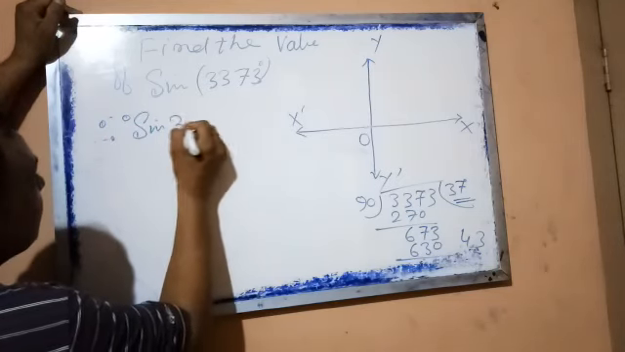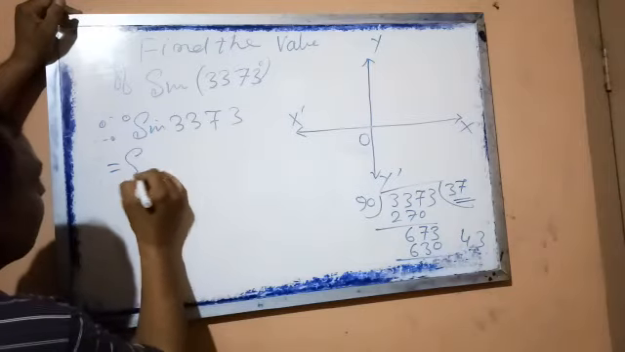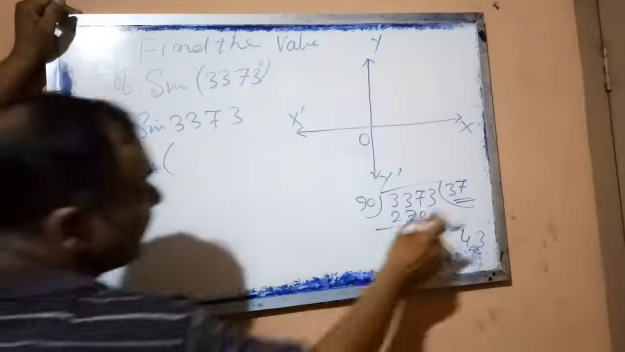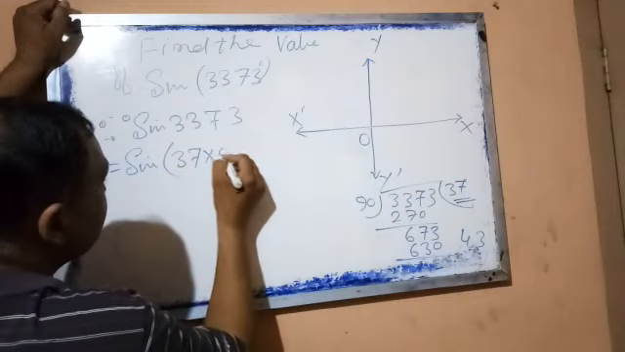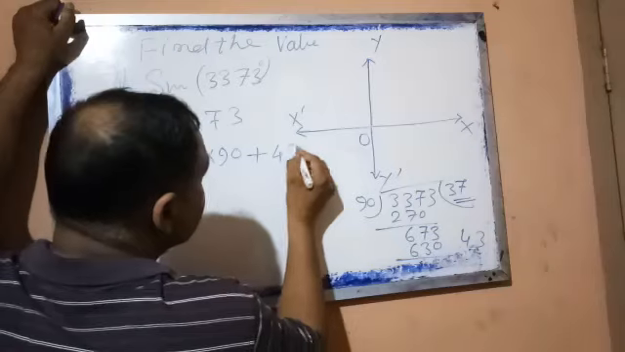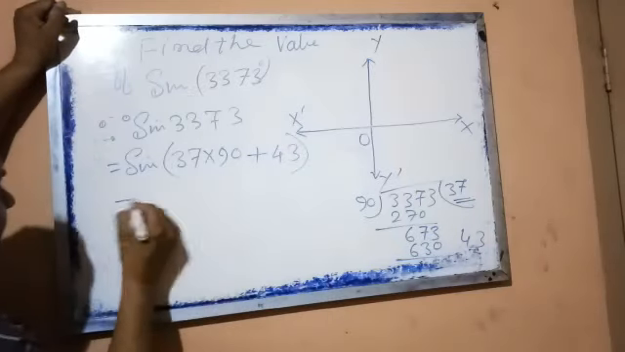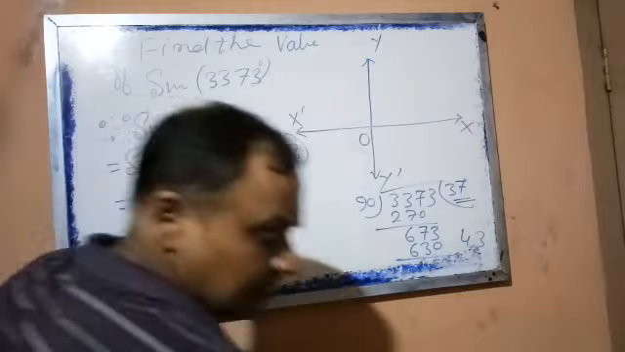sine 3373 is equal to sine, how many times did it go? 37 into 90, 37 into 90 plus what balance is left? 43. We will write it like that. It's okay.